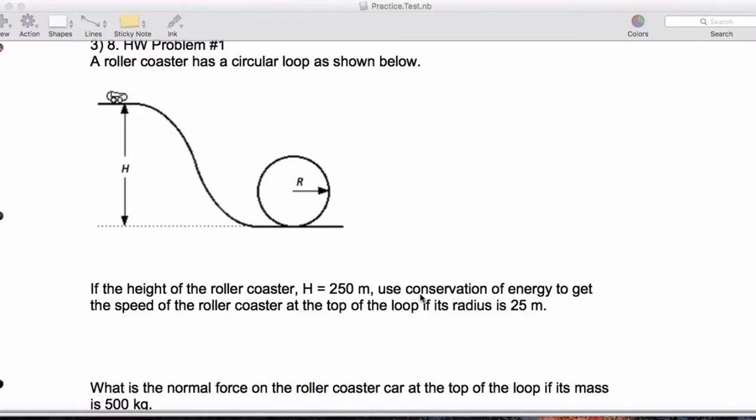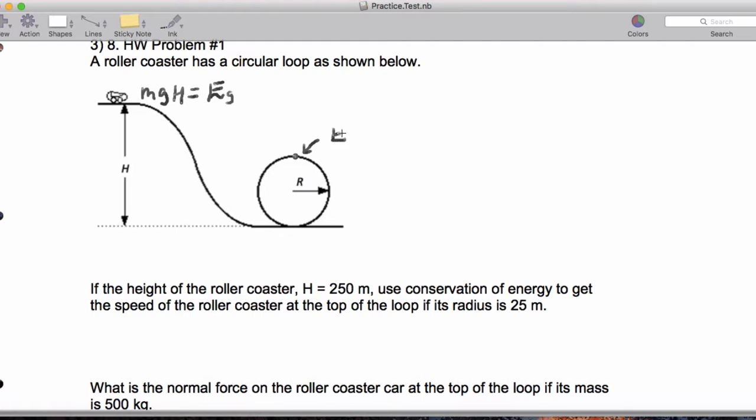All right, so we have this roller coaster loop, and I don't even know if I chose realistic heights, but I'm very excited to do this problem. Okay, so we're going to use conservation of energy to get the speed of the roller coaster at the top of the loop. So we have all of this gravitational energy here at the top of the hill, and then at the top of the loop, notice we're moving and we have height.